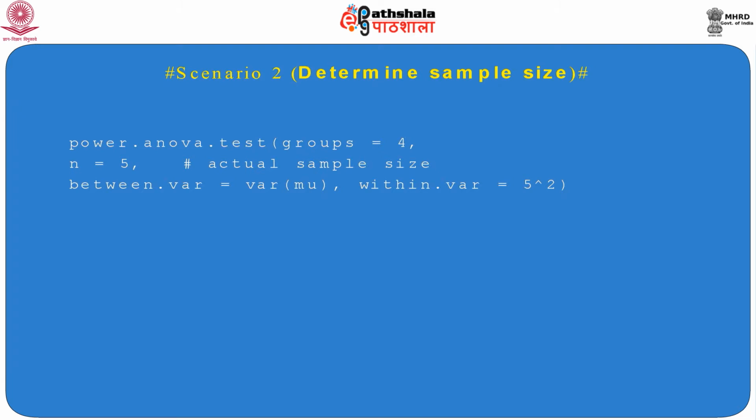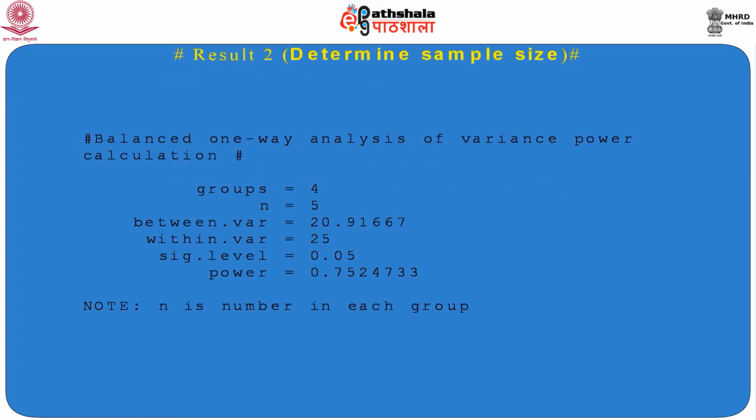Now this function called power.anova.test will give us the power assigned to calculate the sample size. Let's go to the R output. This is the R output. It shows that with groups 4, n equals 5, that is our sample size we assigned prior. Between variance will be 20.91 and within variance 25, and the significance level by default is 0.05, then power will be 75%, that is 0.75.